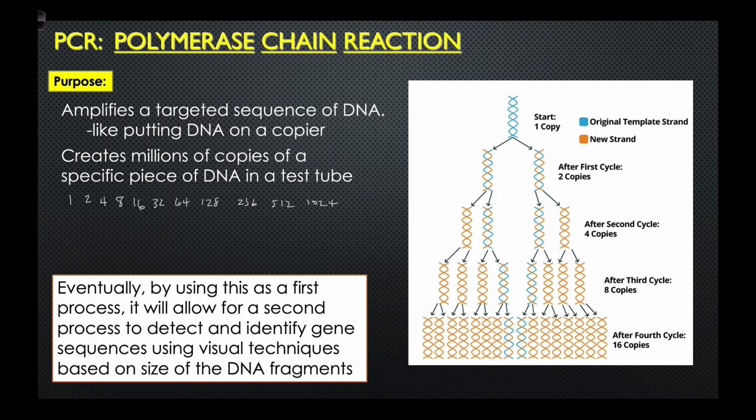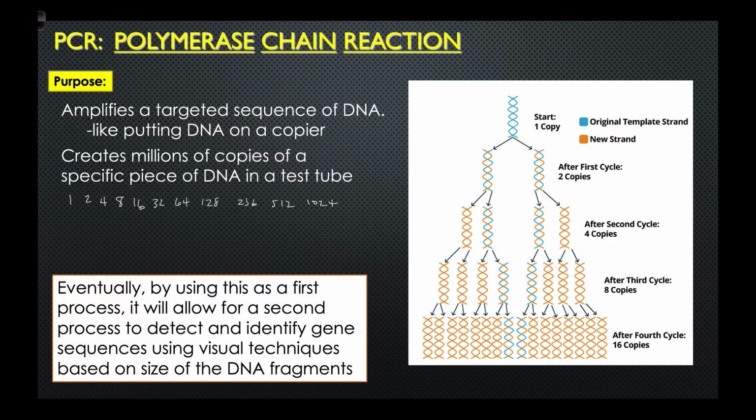So eventually, by using this as a first process, the polymerase chain reaction, it's going to allow us to go to a second process after it to detect and identify gene sequences, by using some visual techniques that are going to be based on the size of the DNA fragments.